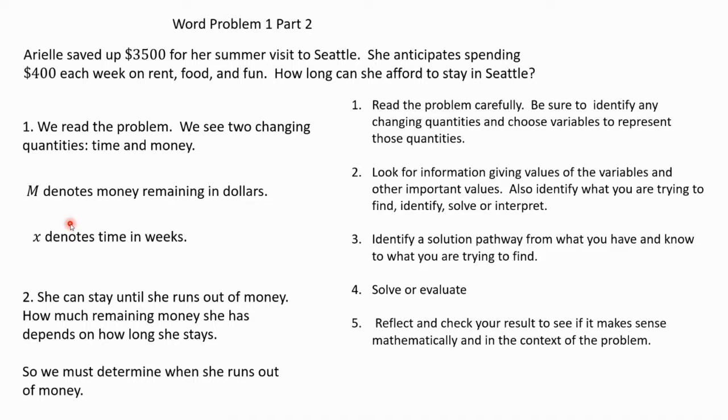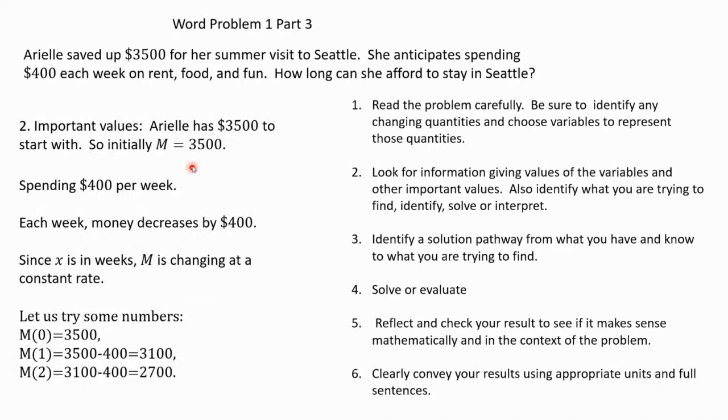Okay, that's what we're trying to find. So we know that she has $3,500, so that means M initially is $3,500. We want to know when M is 0. What else is given to us? She's spending $400 per week. And now X also is in weeks, right? So in terms of our notation, if you increase X by 1, so as a week goes by, in other words, M is going to decrease by 400.